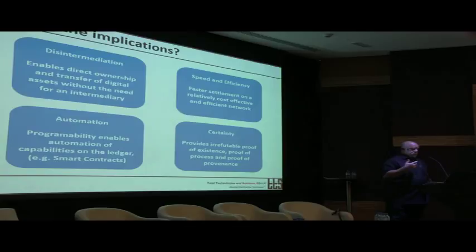What are the implications? Disintermediation: take the people that are taking a piece of the pie out of the middle and let them retrain and do something else. Speed and efficiency. Certainty. Automation. Under certainty, he was talking about the notary earlier. Provide proof of process and proof of provenance. In other words, when did this originate? Where did it come from? This is part of the blockchain, providing proof that that 100 dirham note was actually a 100 dirham note, and should have been in that process.